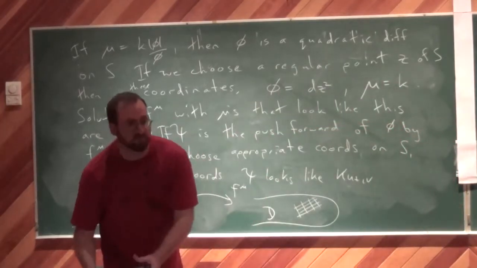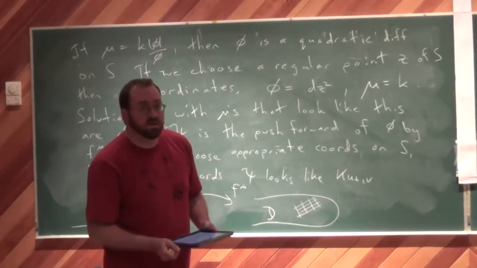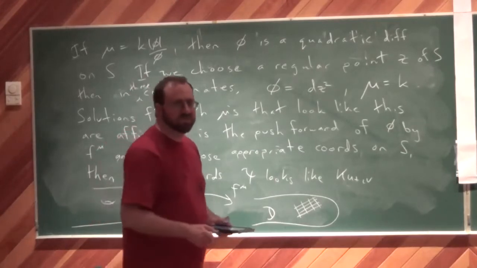So this doesn't mean that the map is pseudo-Anosov, right? This doesn't mean that the map is pseudo-Anosov or something like that. I don't think so, I'm not 100% sure.